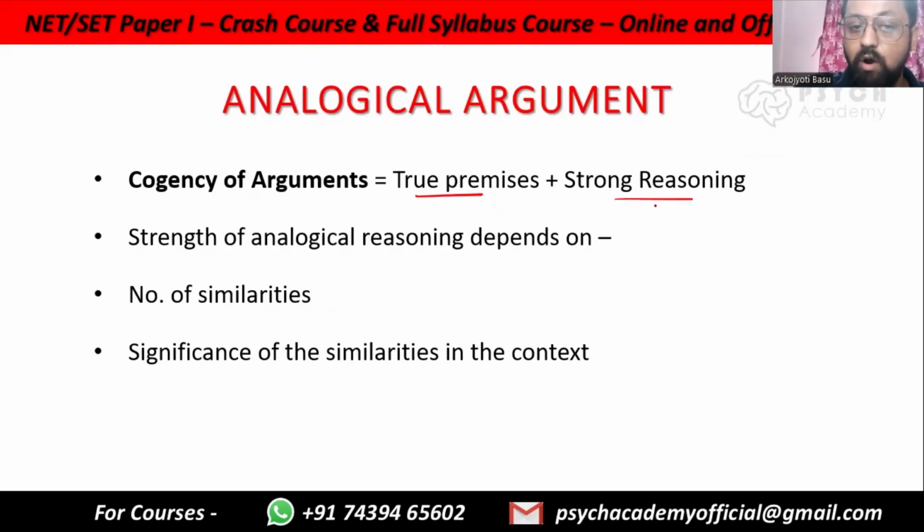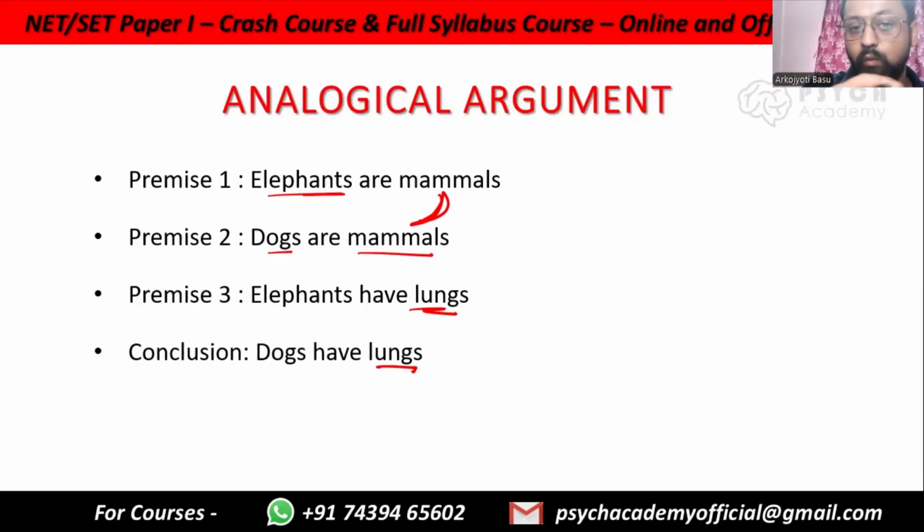True premises plus strong reasoning. Strength of analogical reasoning depends on number of similarities. The more similar that you have. So for example, we say elephants are mammals, dogs are mammals. With mammals, if we also add that they are both four-legged animals, they are both land animals, and they both live in packs and herds, the more similar it is, the better is the comparison.